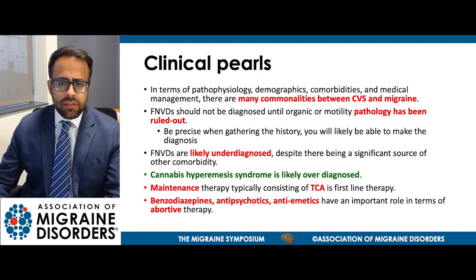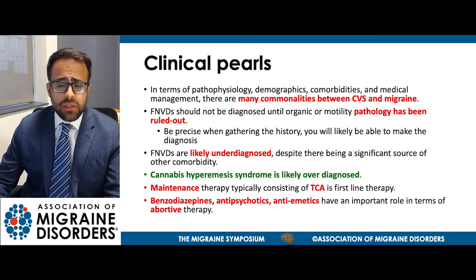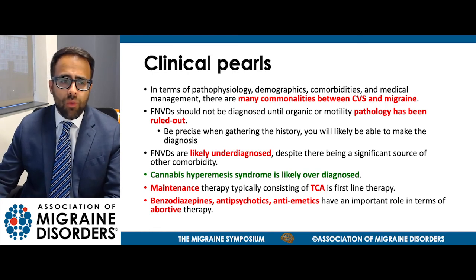To summarize and wrap up the presentation, in terms of pathophysiology, demographics, comorbidities, and medical management, there is a lot of overlap between cyclic vomiting syndrome, the functional nausea and vomiting disorders, and migraine. In general, you can only settle on a diagnosis of cyclic vomiting syndrome or a functional nausea and vomiting disorder if pathology has been ruled out. The functional nausea and vomiting disorders are likely underdiagnosed, and I encourage you all to assess for them when you are taking care of patients with migraine. Cannabis hyperemesis syndrome is a disorder. I do think it's overdiagnosed, so try to tease apart with a history what's going on.